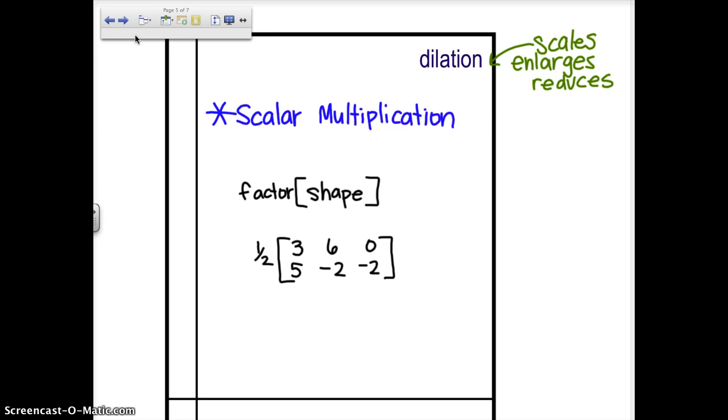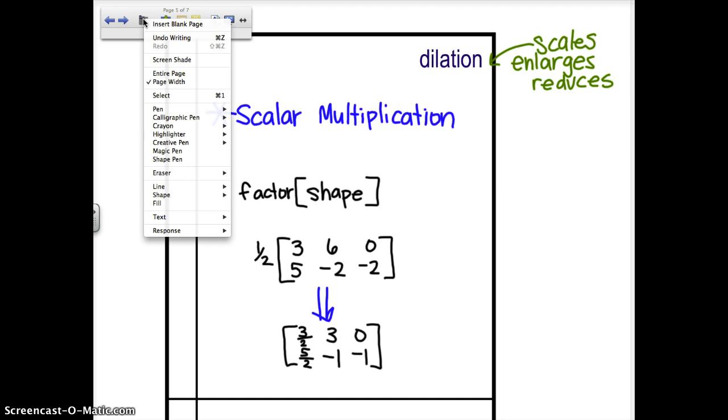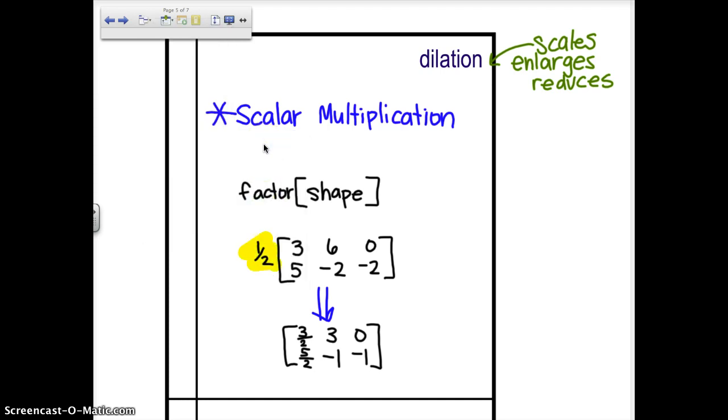Okay? The resulting matrix would give us our new ordered pairs, right? So we'd have 3/2, 5/2, 3, -1, and 0, -1. Because we use that half right here. That sets the tone. This says that we're dilating by half. And so we use that half to scale each part of the coordinate and therefore dilate the entire figure. Okay, so we use scalar multiplication. Those first two are pretty easy. The second two get a little bit tougher.